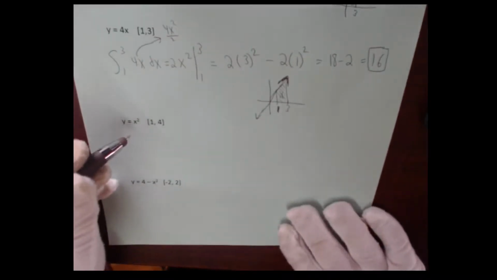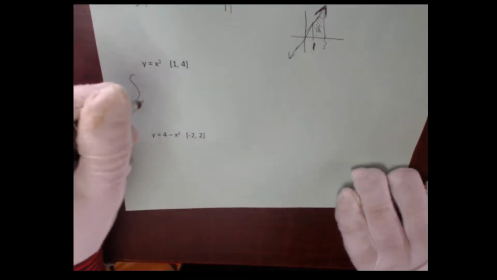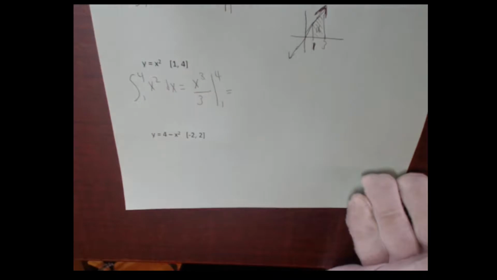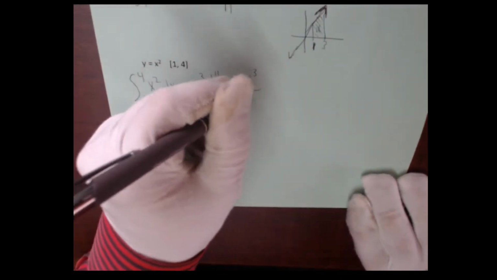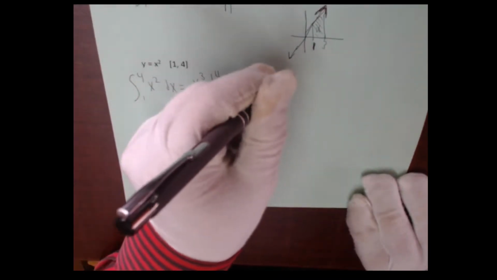Now this is where this really becomes useful. Let's find the area of x squared and the x-axis from 1 to 4. That's the integral from 1 to 4 of x squared dx. This is an easy one. It's just going to be x cubed over 3. Hopefully by now you're getting the hang of doing this. We evaluate that from 1 to 4. That means plug in a 4 first, then plug in a 1.